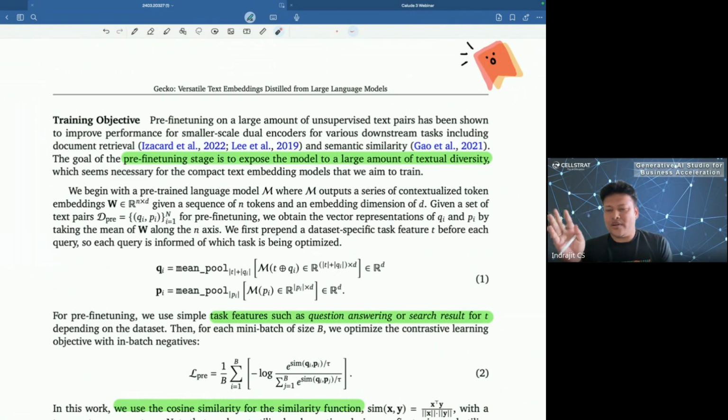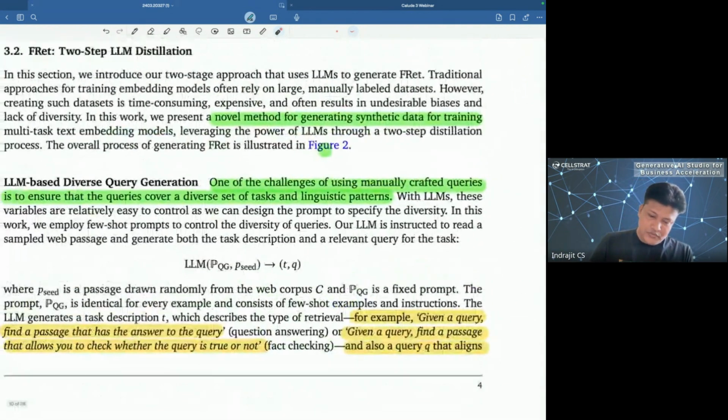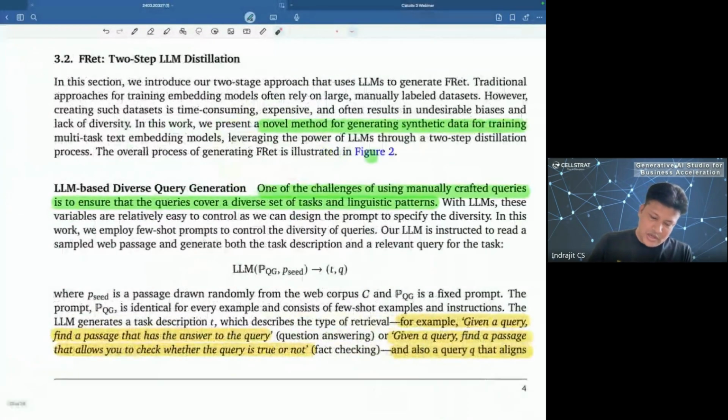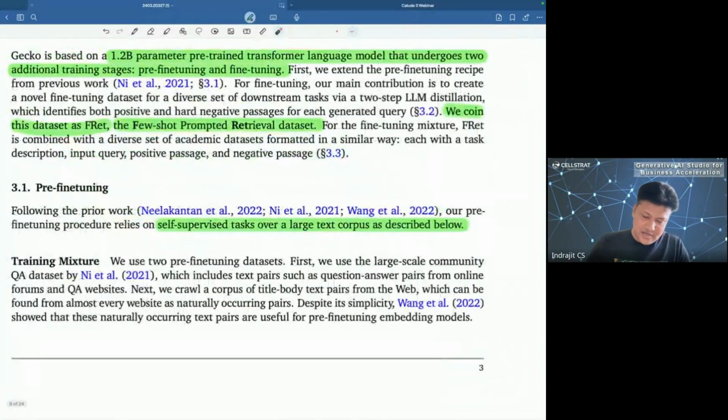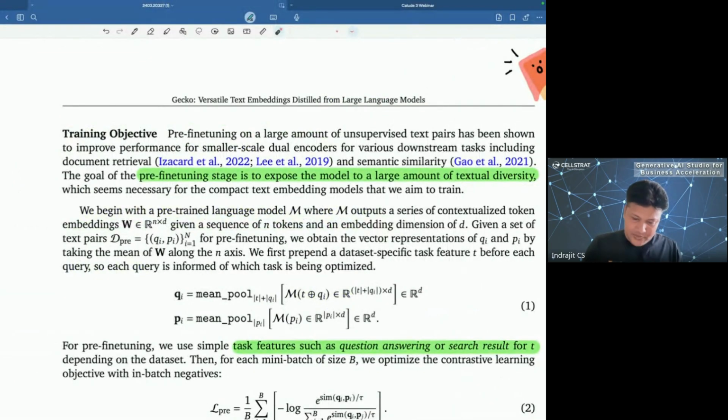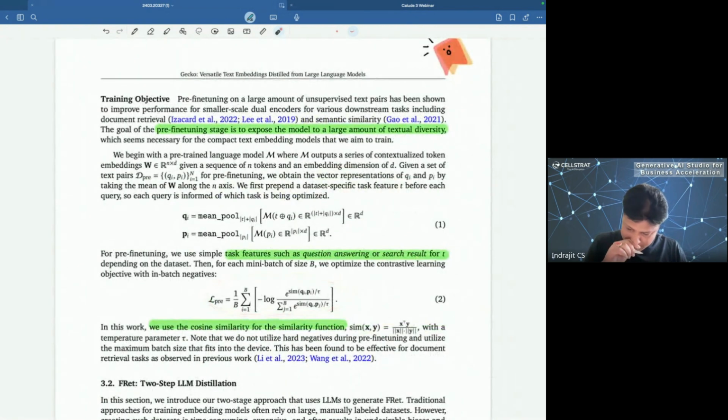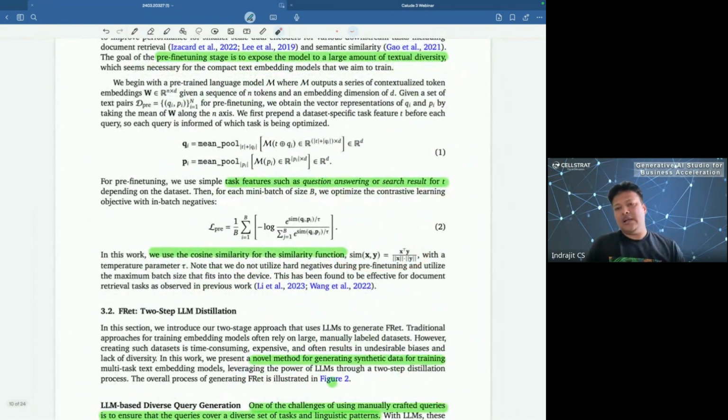There were two models, CBOW and skip-gram, but that got advanced into Gensim and fastText and so on. Here also you need a task to generate the training set, the training mixture, with a training objective. Pre-fine-tuning on a large amount of unsupervised text pairs has been shown to improve performance for smaller-scale dual encoders for various downstream tasks, including document retrieval and semantic similarity. The goal of the pre-fine-tuning stage is to expose the model to a large amount of textual diversity, which seems necessary for the compact text embedding models that we aim to train. Okay, makes sense? I'm not going into this mathematical equation here, which uses similarity, like the cosine similarity.